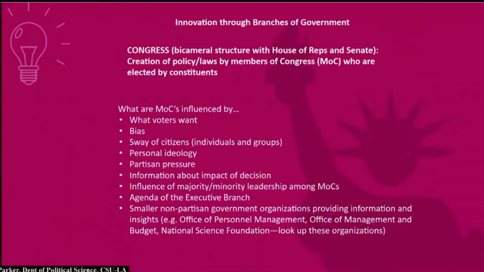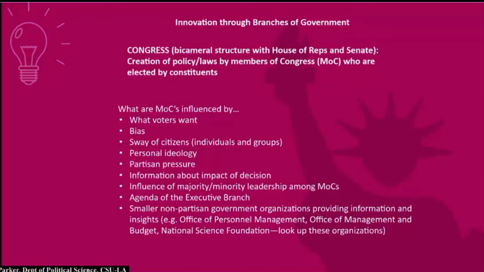So let's get started with Congress. Congress is a bicameral structure with the House of Representatives and the Senate. They create policies and laws, and those are created by members of Congress, or MOCs, who are elected by constituents, which is you and me.